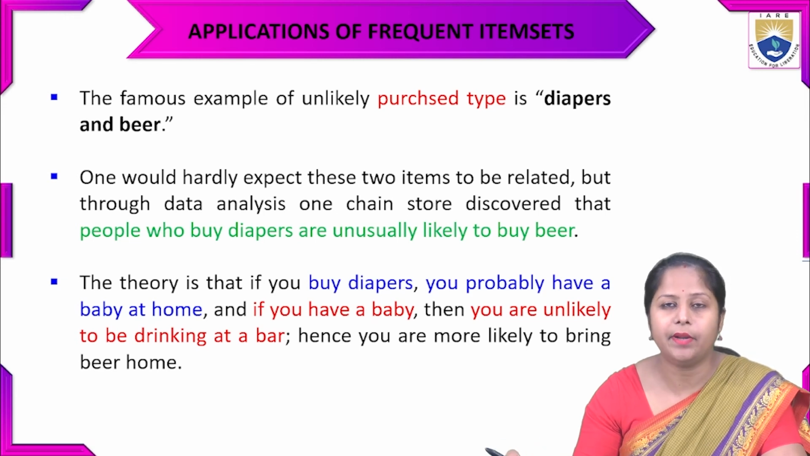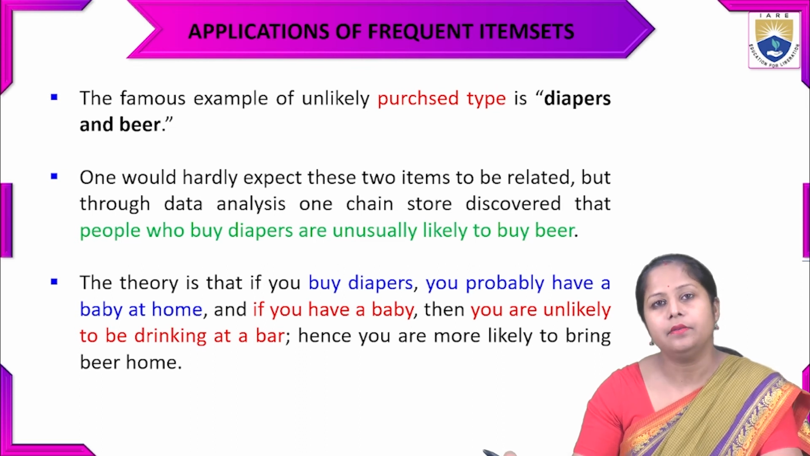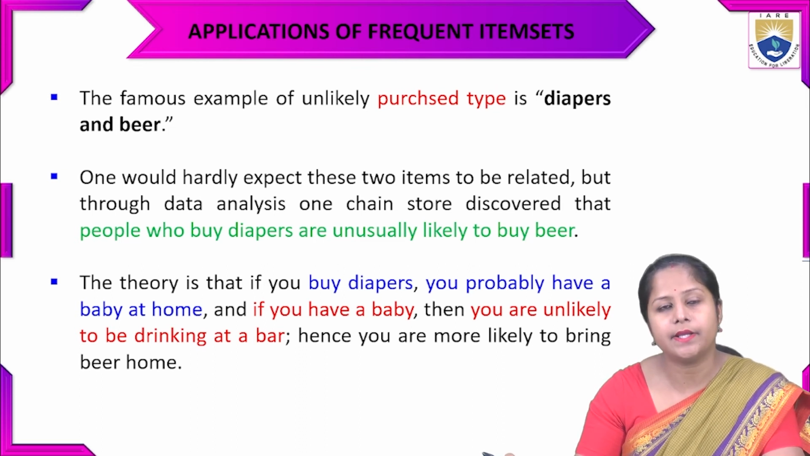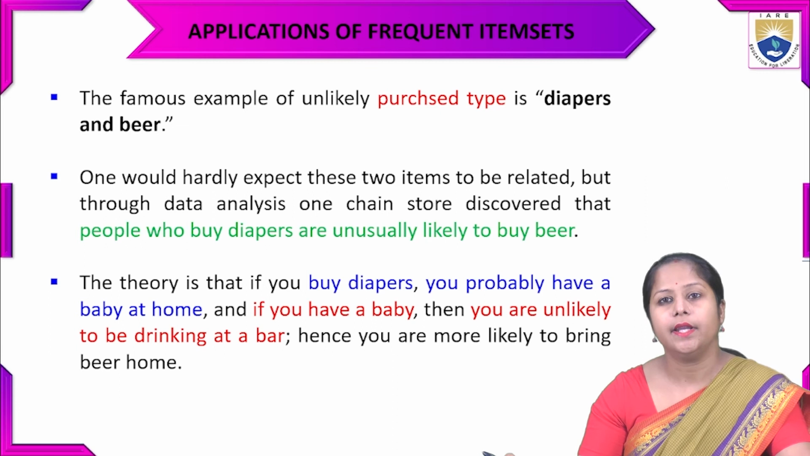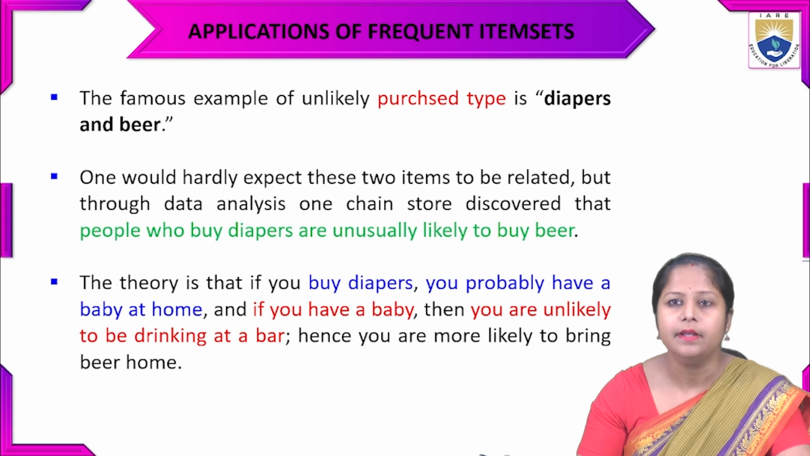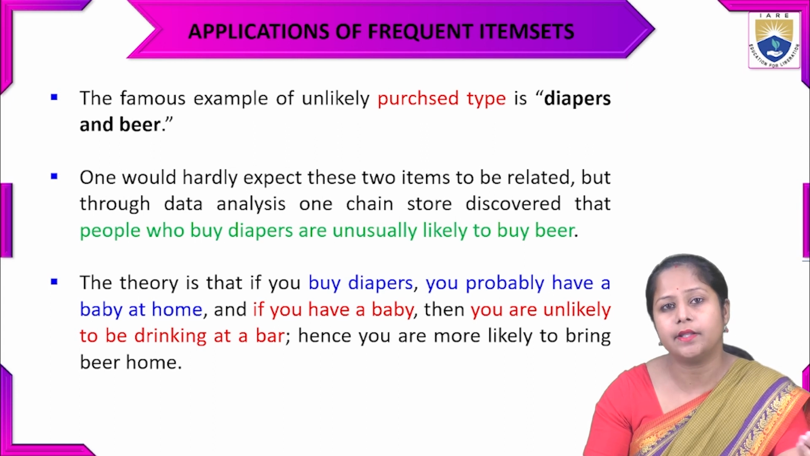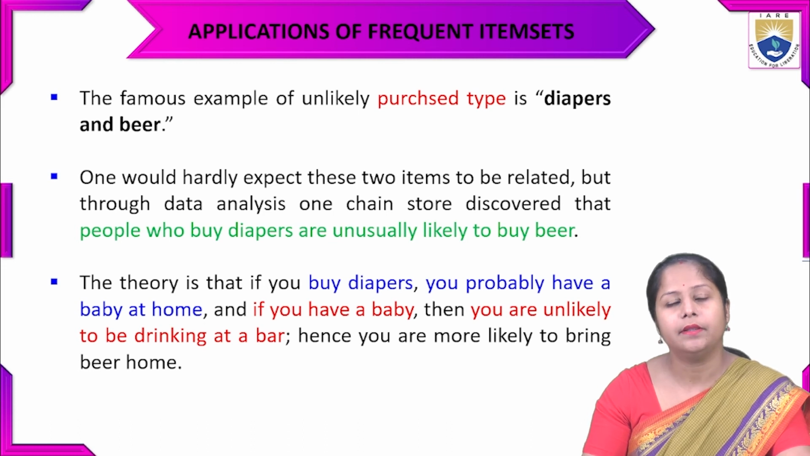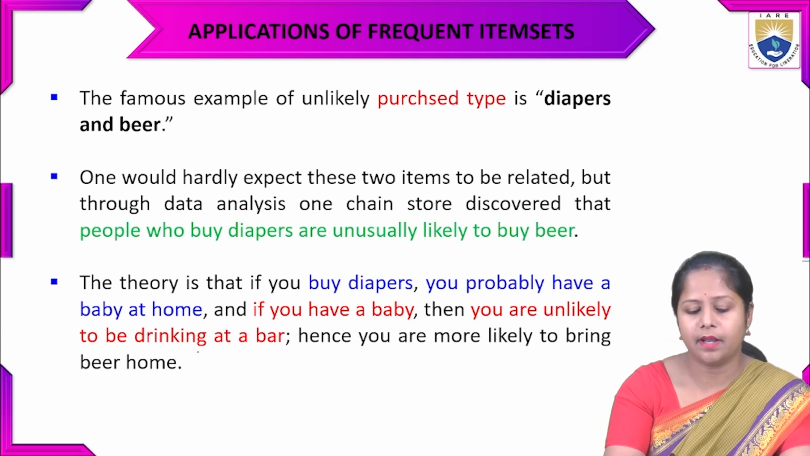So the famous example of this is the diaper and beer example. If a customer is going to purchase diapers, then he probably has a baby at home. The consequence is that only if he has a small, young baby at home is he going to buy the diaper.